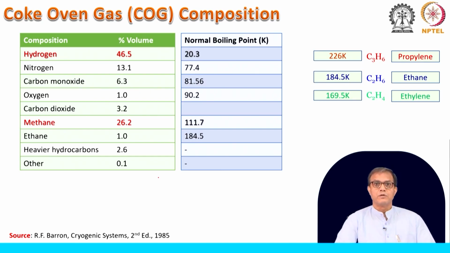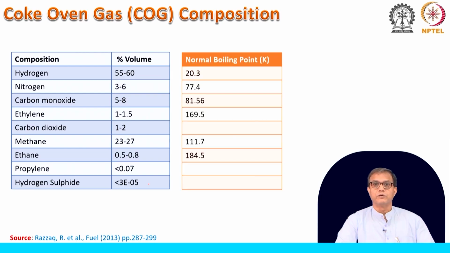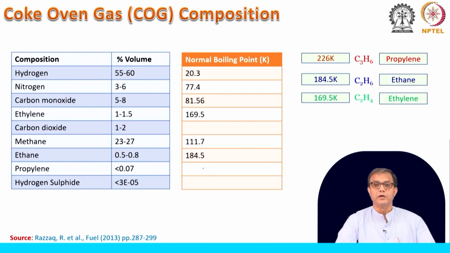So, let us look into the other one. Here also there is a similar kind of list, with ethylene the only added part here, 169.5 and ethane is 184.5. So, these are the kind of normal boiling points of the gases, or the components of this coke oven gas.